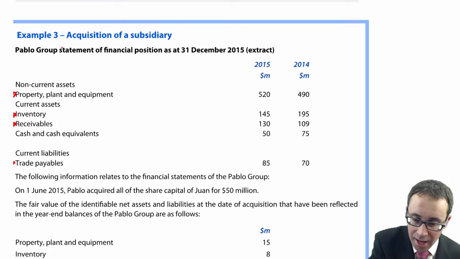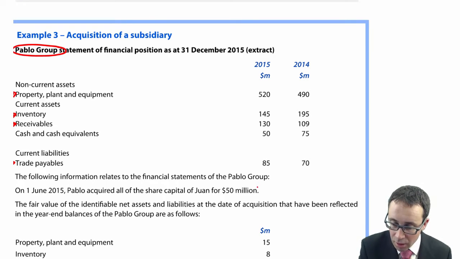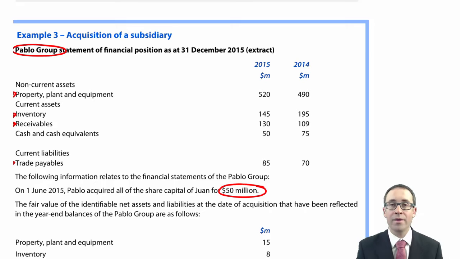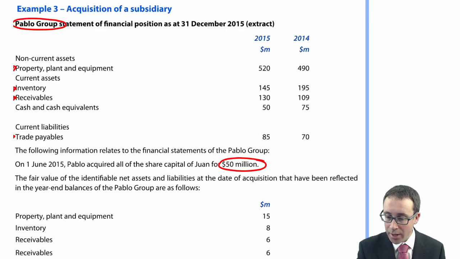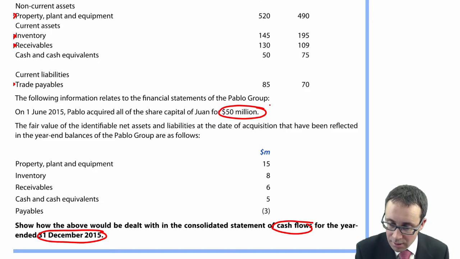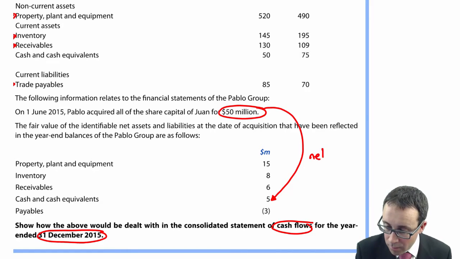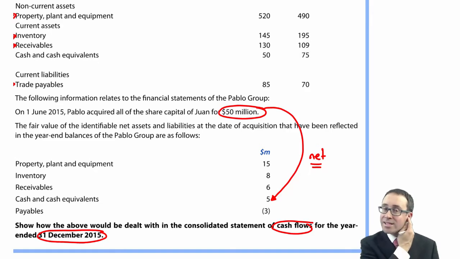We're looking here at the Pablo group. The information down below tells us that on the 1st of June, Pablo acquired all of the share capital of Juan for $50 million. So there's going to be a nice big cash outflow, isn't there, as Pablo acquired Juan. But we need to be careful, don't we? Because when we're looking at that cash payment of 50 million, you need to be careful because we need to look at the net figure. Okay, so the net purchase.